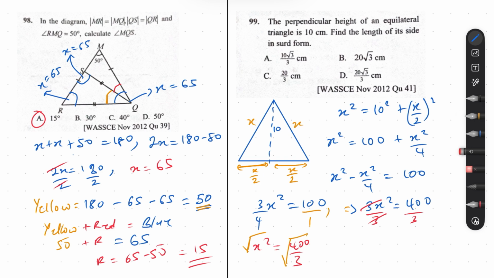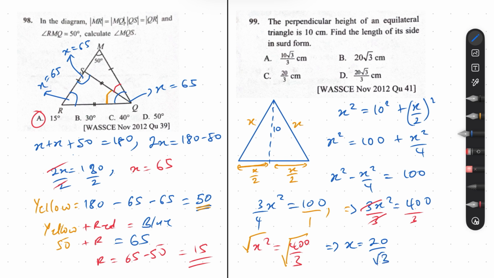Now when we take square root of both sides, the square root of 400 is what? 20. And the square root of 3 is what? Root 3. Okay? So we'd have x to be equal to 20 over root 3.